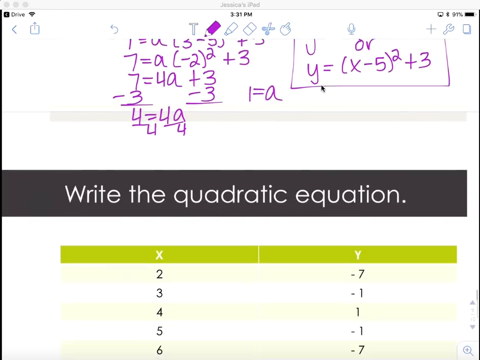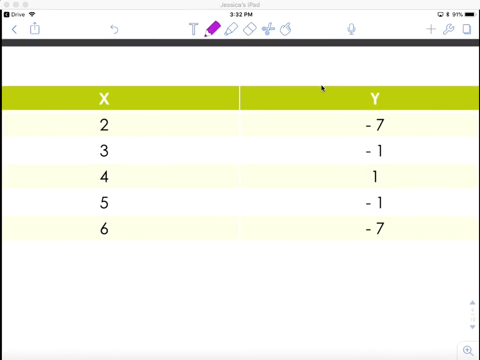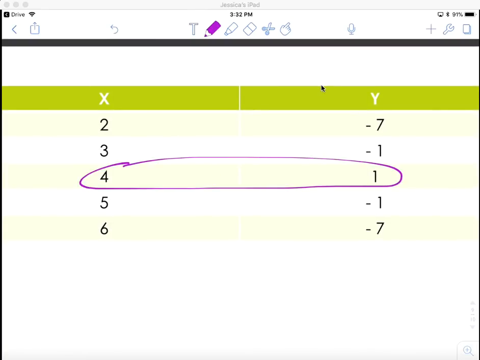Let's look at another table example. On this table, you can see that I am symmetric around the point 4, 1. Because I then have negative 1, negative 1, negative 7, negative 7. So I am going to use 4, 1 as my vertex, h and k. And then you can pick any point to be x and y. Again, I'm just going to pick the first one.